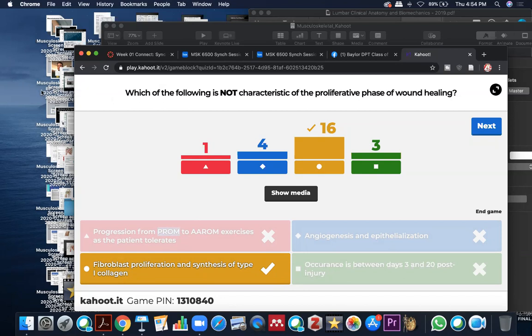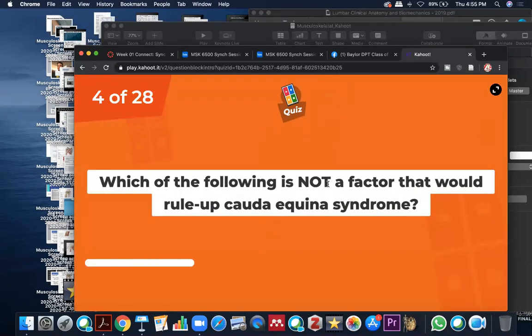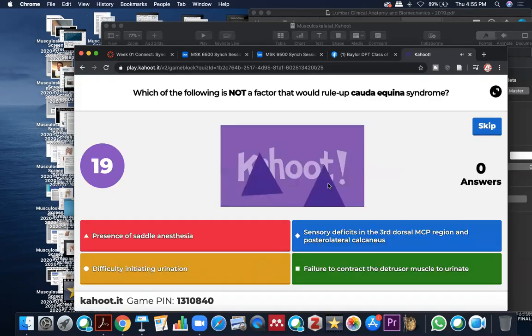Morgan's right. Neovascularization is the same thing as angiogenesis. It's just the generation of new blood vessels. So yeah. All right, next question, number 5, I think. Which of the following is not a factor that would rule out cauda equina syndrome?